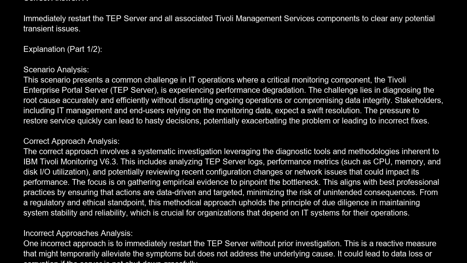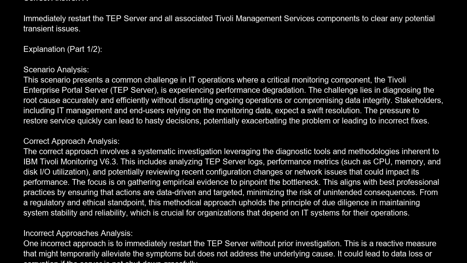Correct approach analysis. The correct approach involves a systematic investigation leveraging the diagnostic tools and methodologies inherent to IBM Tivoli Monitoring V6.3. This includes analyzing TEP server logs, performance metrics, such as CPU, memory, and disk I/O utilization, and potentially reviewing recent configuration changes or network issues that could impact its performance. The focus is on gathering empirical evidence to pinpoint the bottleneck. This aligns with best professional practices by ensuring that actions are data-driven and targeted, minimizing the risk of unintended consequences.